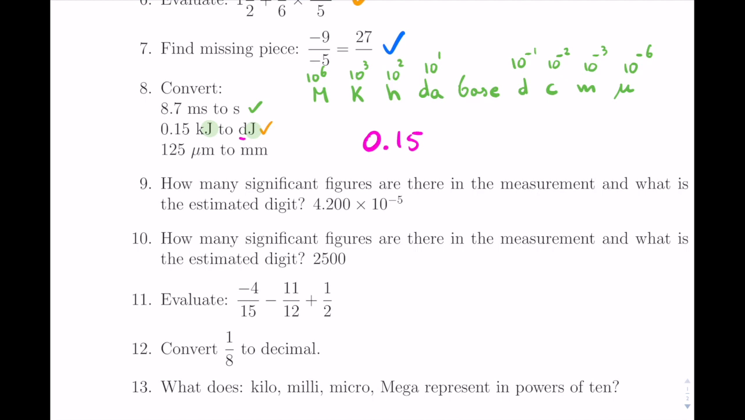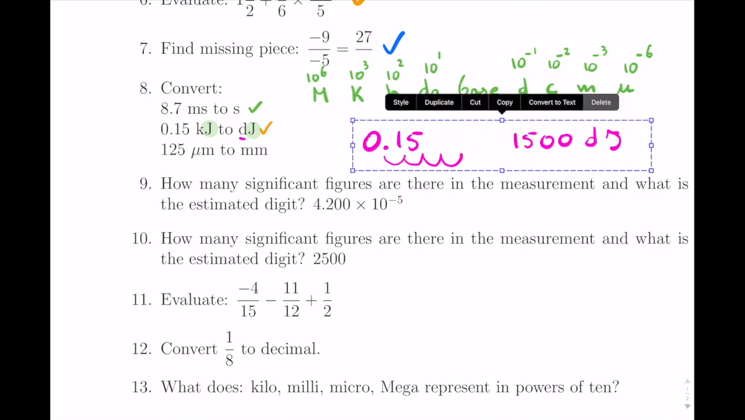So 0.15, and now 4 spaces. 1, 2, 3, 4, and that comes out to 1,500 decijoules. Okay, so that's that second conversion there.